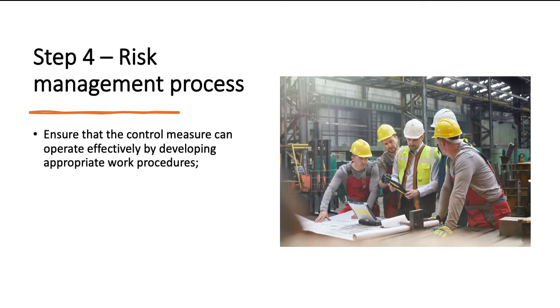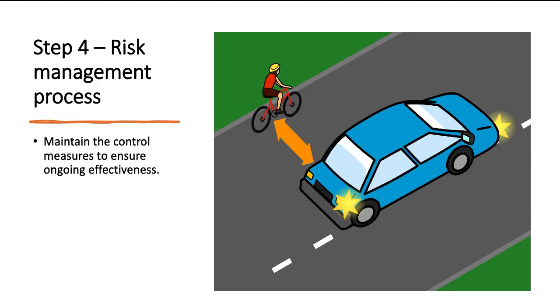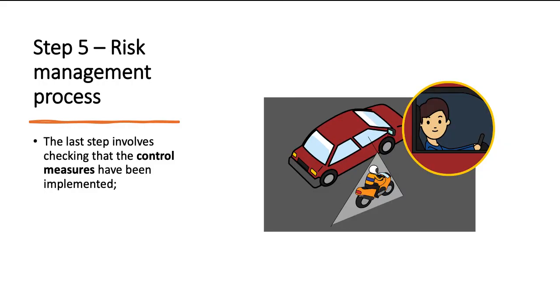Step 4. Ensure that the control measure can operate effectively by developing appropriate work procedures. Communicate with and supervise employees to ensure the control measures are used correctly. Maintain the control measures to ensure ongoing effectiveness.